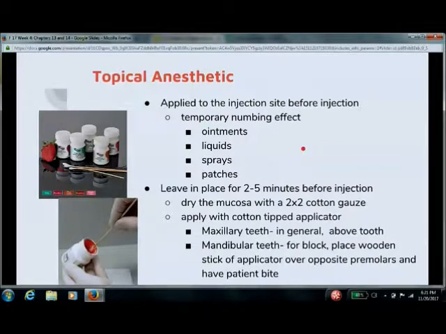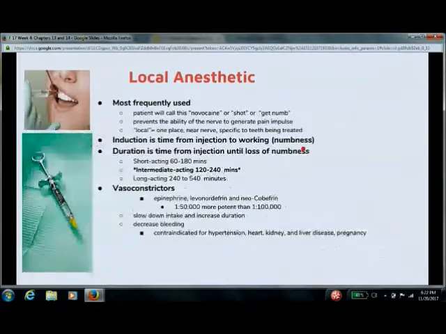So for maxillary teeth, in general, we're going right above the tooth. So we remind ourselves of the nerve supply and the anatomy. I know I said a bad word. Nobody wants to think about anatomy anymore. But the maxillary teeth, we're going to place that right above the tooth. And for the mandibular teeth, typically we're going from the opposite premolar. So if I'm working on the left side, I'm going to put this stick over the premolars on the right side, and it will end up on the cheek in the back, inside the mouth, to remind us of the anatomy there.